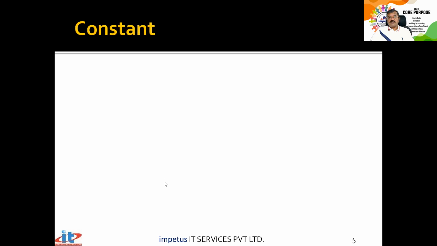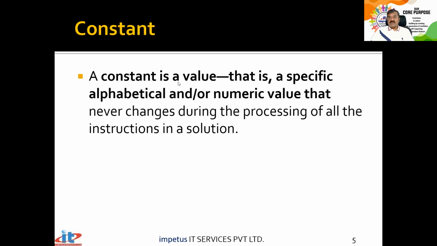But we talked about constants. So what is a constant? A constant is a value that is specific, an alphabetic or numeric value. Your grade that you secured in the last semester, your grade was A. That's a constant. A is a constant. Grade is a variable. A is a constant. Your roll number is 5. Roll number is a variable, but that value 5 is a constant.